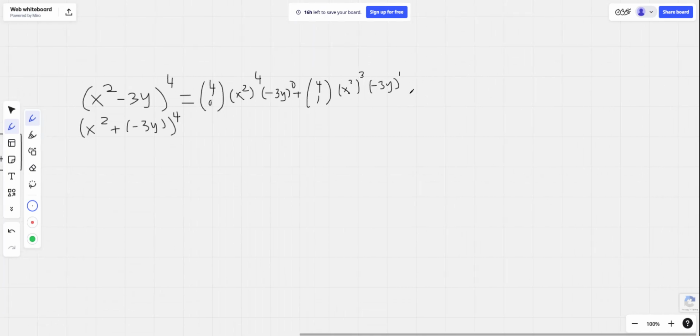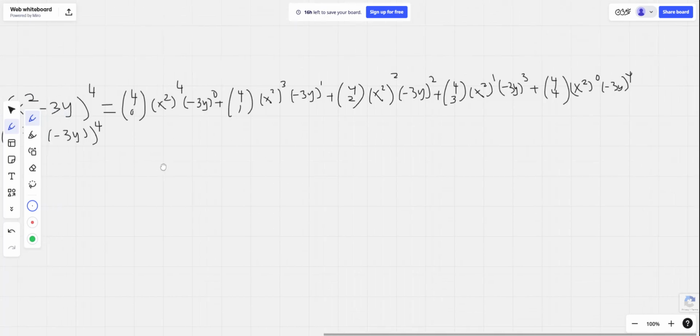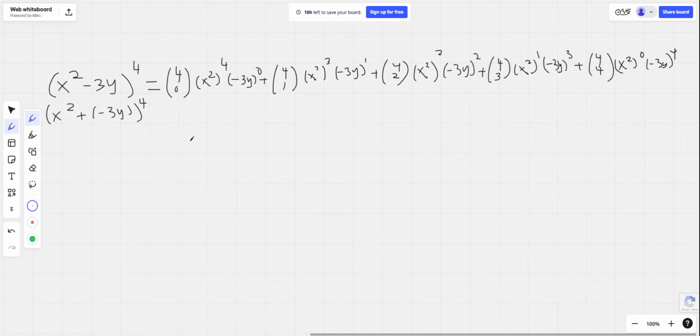1st power, plus 4 choose 2, x squared to the 2nd power, negative 3y all to the 2nd power, plus 4 choose 3, x squared all to the 1st power, negative 3y all to the 3rd power, and finally our last term, plus 4 choose 4, x squared all to the 0 power, negative 3y to the 4th, all to the 4th power. So there is our entire expression.